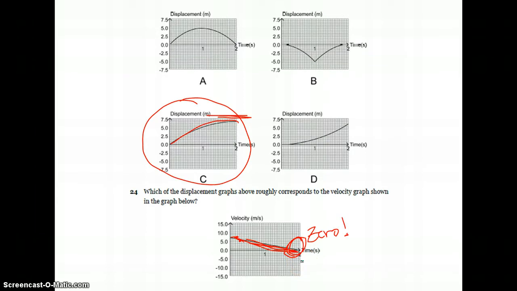At the beginning of that line, you can see that it's pretty steep, so the velocity is going to have to be fairly large. So you can see that steep, large velocity, so we'd have a large number at the beginning.